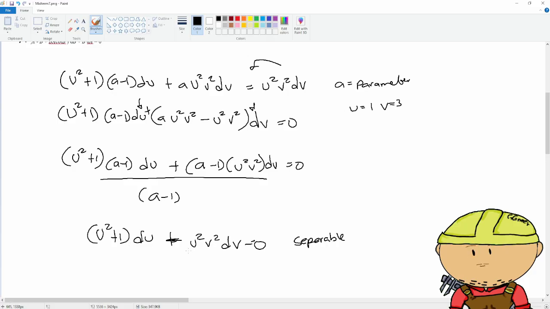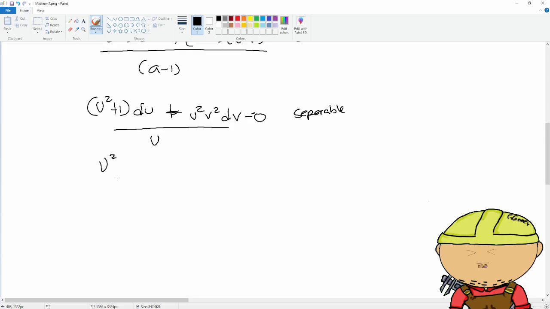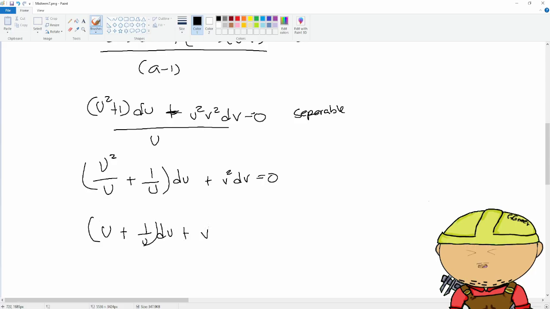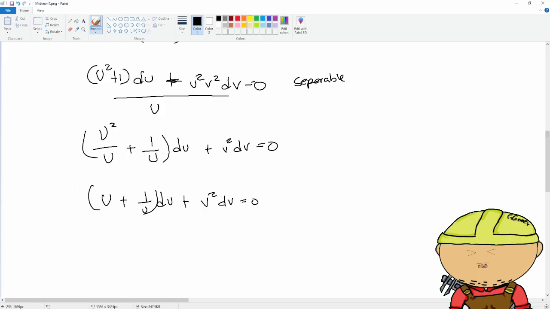Separable, right? Divide both sides by u, so this becomes (u squared divided by u plus 1 divided by u) du plus v squared dv. Very well, it looks hard at first because there's a lot of u, but it's manageable, right? Very short, and sometimes when your equation is too short, you just need to lengthen your solution. Because if your equation is too short, there won't be anything to check.